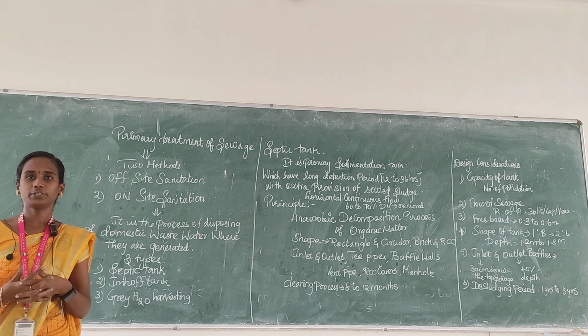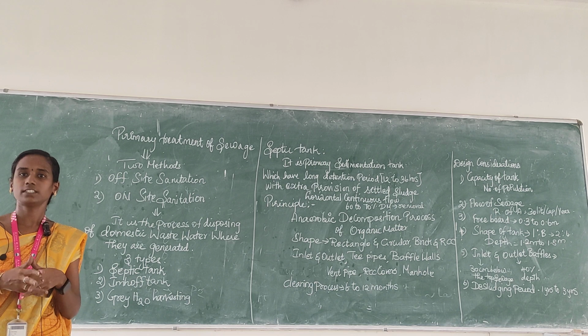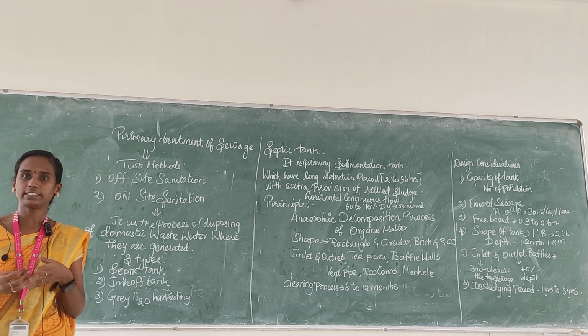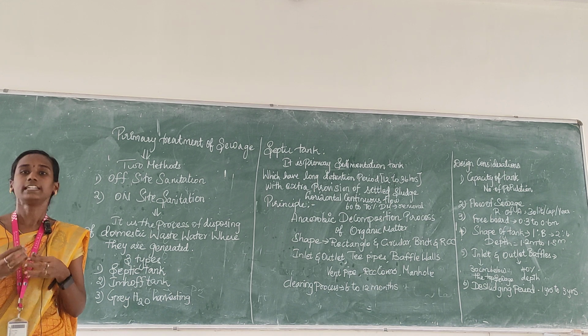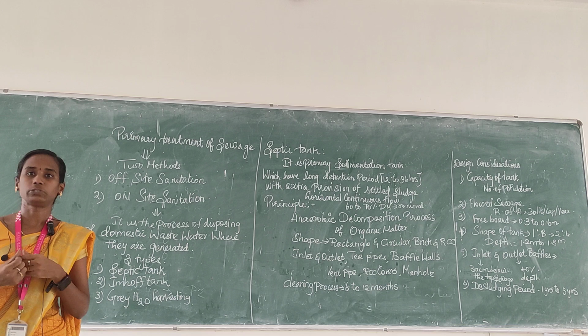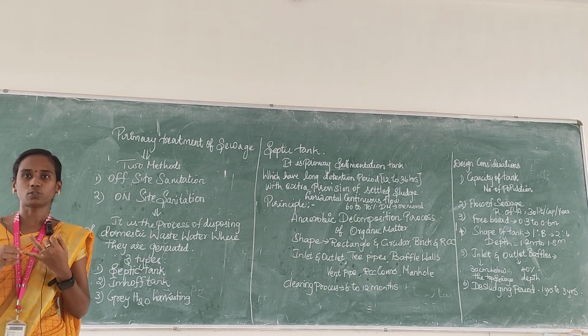Everyone. Today we are going to see about primary treatment of sewage. Sewage is nothing but the wastewater which is generated from household waste and other communities, residential buildings, etc. In wastewater treatment, the treatment method is classified into three types. First one is primary, second one is secondary, third one is tertiary. Mainly we are going to discuss the primary treatment of sewage.